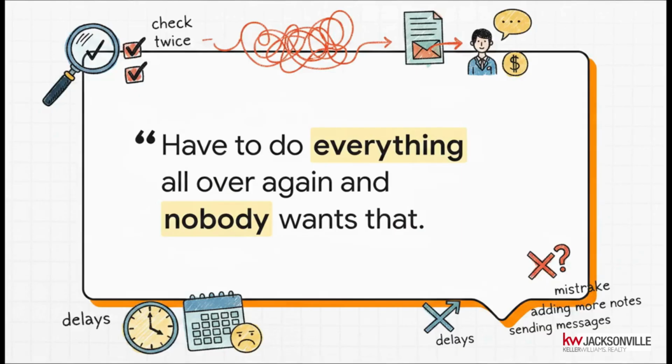Let's inject a little bit of lighthearted reality here, guys. Check everything twice. Seriously. If you make a mistake and need to edit it post-submission, it's a hassle. You'll have to manually request a change by adding specific notes, sending a direct message to the MCA, and then waiting for them to return it to you. Like the slide says, nobody wants to have to do everything all over again, especially because it just delays you getting paid.